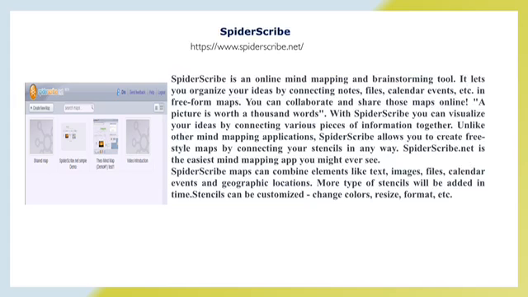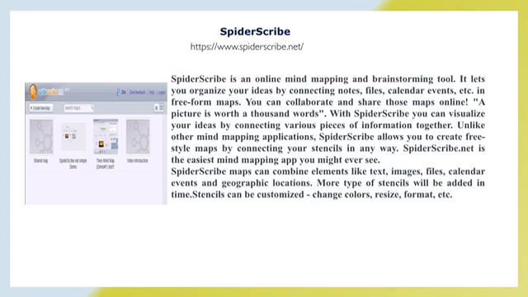Spiderscribe is an online mind mapping and brainstorming tool. It lets you organize your ideas by connecting notes, files, calendar events, and etc. in free-form maps. You can collaborate and share those maps online. A picture is worth 1,000 words. With Spiderscribe, you can visualize your ideas by connecting various pieces of information together. Unlike other mind mapping applications, Spiderscribe allows you to create freestyle maps by connecting in any way.